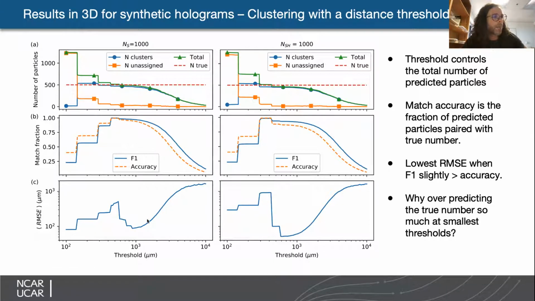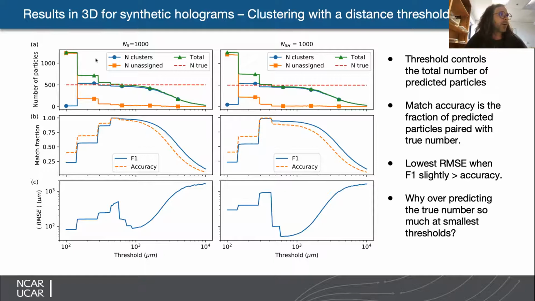Now the bottom plot is just showing you, of the matches, if I predicted 450 total particles at some threshold, that means I can match 450 up against the 500 true particles in there. So this is just showing you the computed RMSE as a function of threshold. Note that when I train without noise, it's actually higher than when I train with noise, even though when I train with noise, I had a lower fraction. Okay, so I'll explain shortly why we see that.